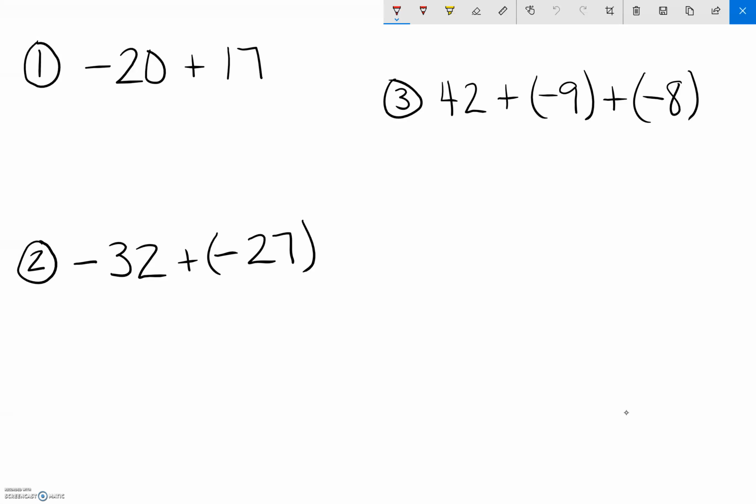Okay, number 1, you should read it as an addition problem, negative 20 plus 17. It is addition with different signs. So since they are different, we're going to circle the greatest absolute value and subtract. 20 minus 17 is 3. Our circled integer is negative, so our answer is negative 3. Try number 2.